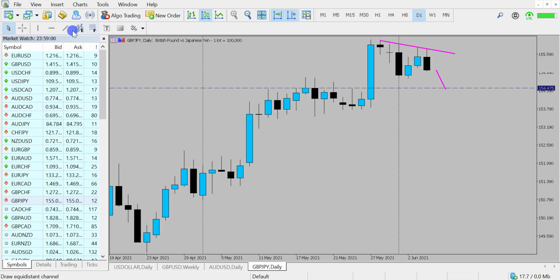We could ideally look for price to continue and break down this level in here to then look for a retest of that structure low and then look for the continuation of this downward move. Now this is always going to depend on dollar yen moving lower and pound US dollar moving lower.